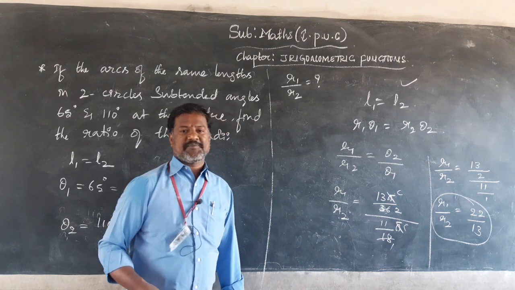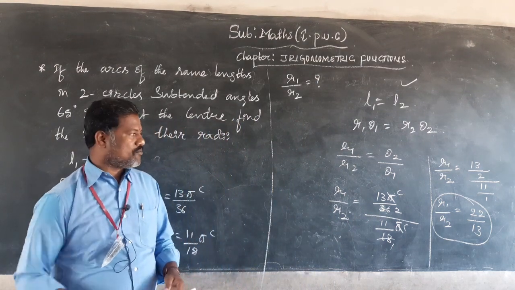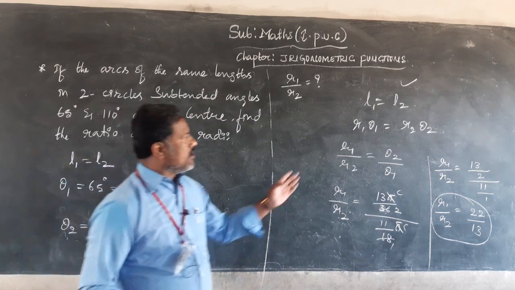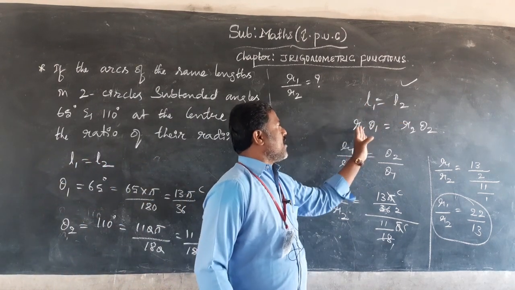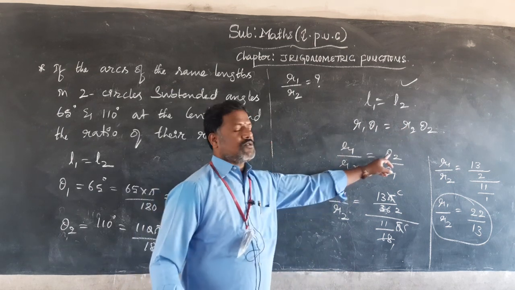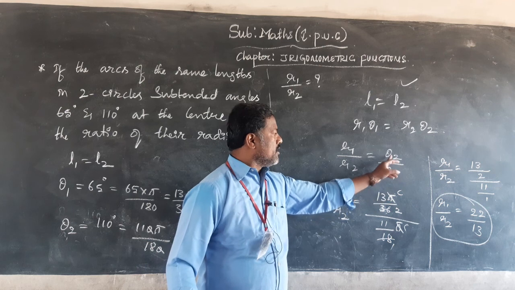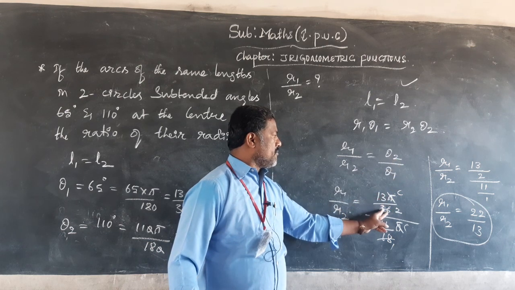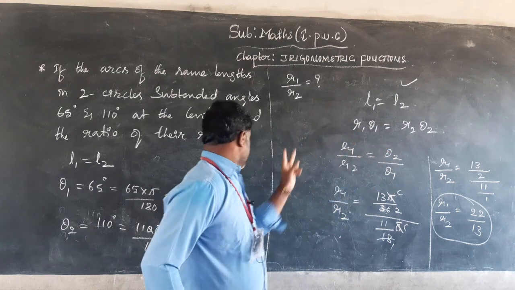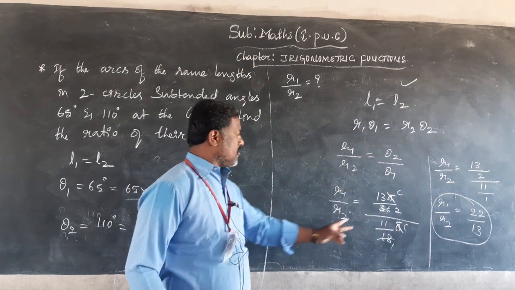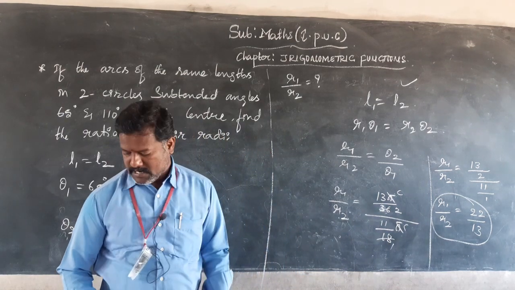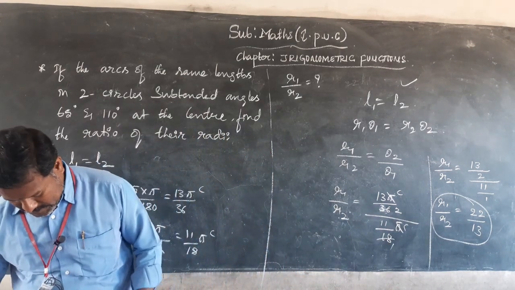See children, how simple the answer is here. Very simple. Take the theta 1 value, take the theta 2 value. L1 equals L2 is given. R1 theta 1 equals R2 theta 2 comes. R1 by R2 equals theta 2 divided by theta 1. In the theta 2 place, put 13 pi divided by 36. In the theta 1 place, put 11 pi divided by 18. Do the simplification. You will get the answer very easily. Children, I hope you have understood.